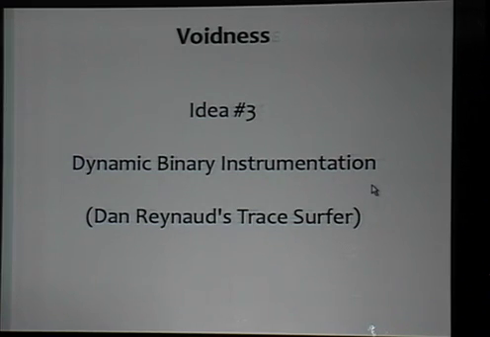Idea number three is this dynamic binary instrumentation I was talking about. Dynamic binary instrumentation, in case you're not sure, is really cool. It's like an x86 to x86 just-in-time compiler that allows you to modify the code as it's going through the compiler. So you can instrument each basic block as it is about to be executed.